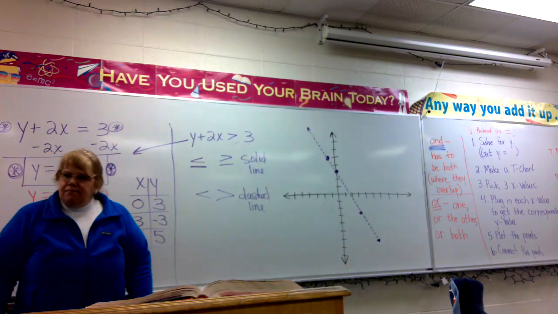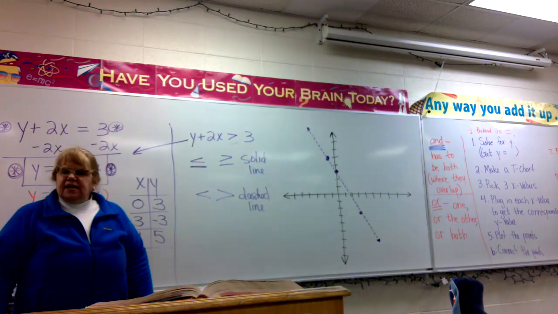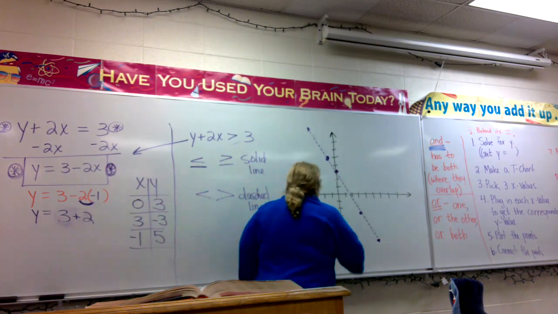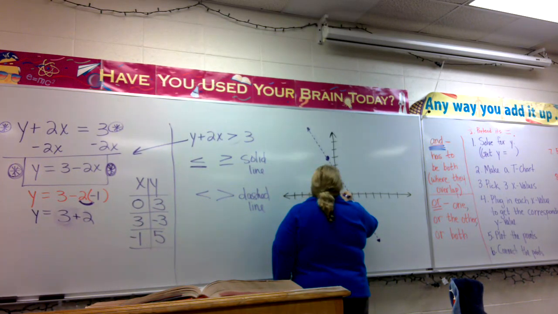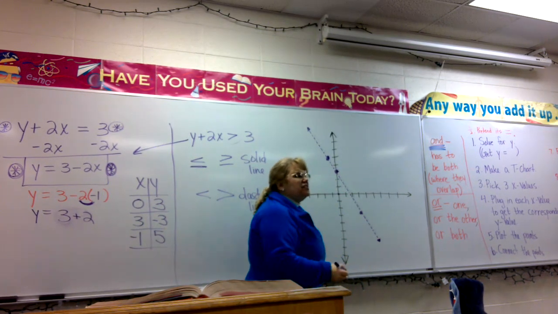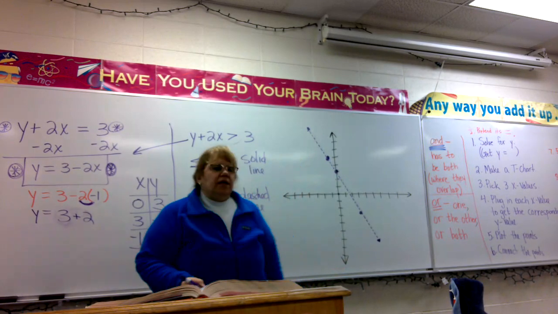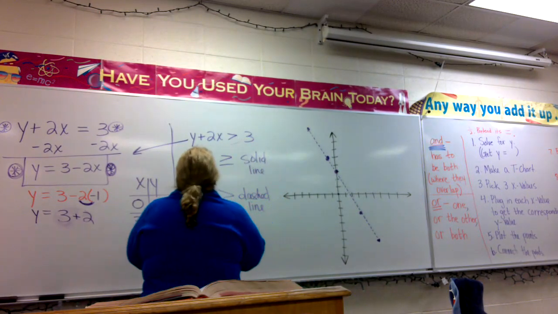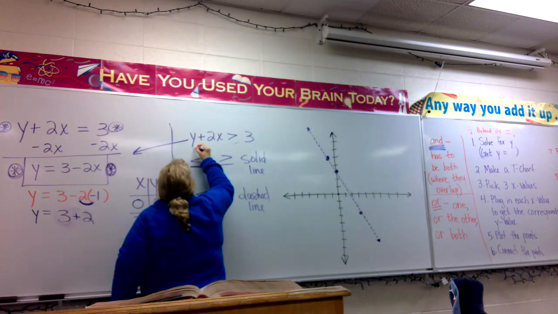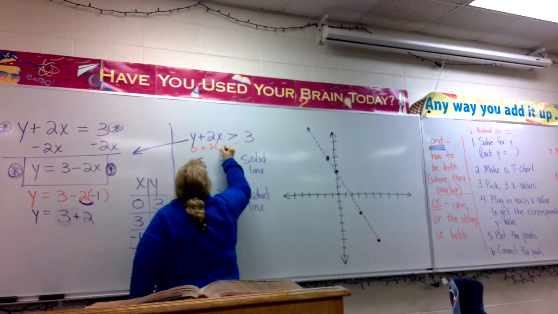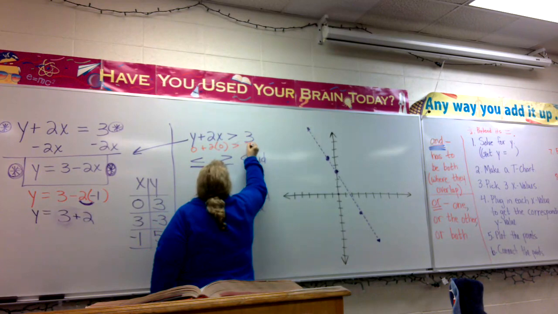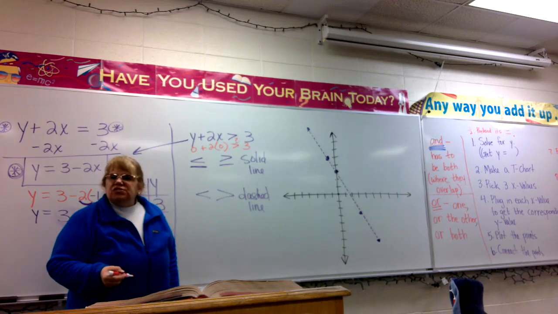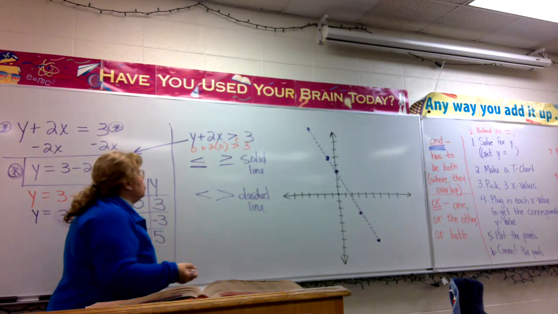The very last step over there, well, there's two steps, 7 and 8 kind of go together. You pick a point that's not on the line. I like to choose 0, 0. X is 0, Y is 0. And you take that point 0, 0, and you plug it in to your inequality. X is 0 and Y is 0. And you want to know, does that work? Is that a true statement? If you plug in 0, 0, does that work?